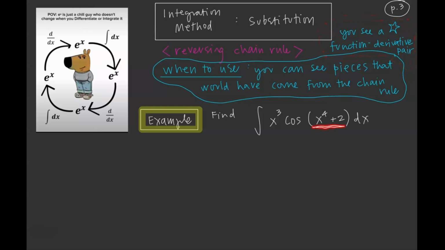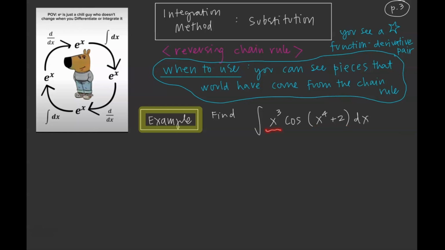I see this inner function x to the 4th plus 2. And the derivative of this would be 4x to the 3rd. Well, I don't have the 4, but constants, honestly, usually you can make up for. So don't get hung up on constants. The important thing is I do have an x cubed, which is an important part of the derivative of this. So I see this function and mostly derivative pair off by a constant, but that's okay.